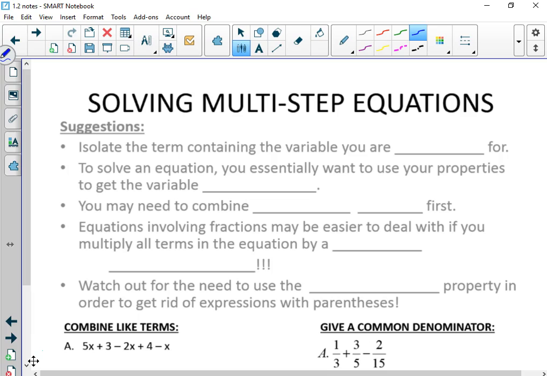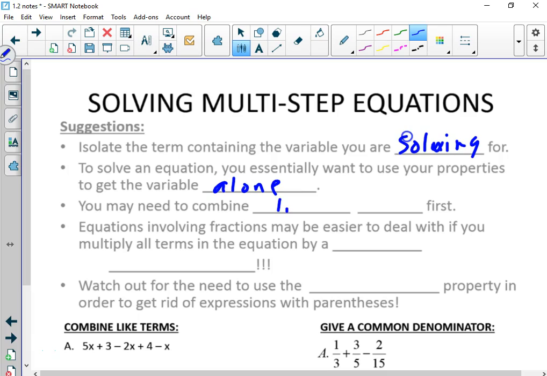So, isolate the term containing the variable you are solving for. That's the goal. Get that x by itself. Okay? Like I said, it helps to circle or underline that variable. To solve an equation, you essentially want to use your properties to get the variable alone. Try to get it by itself.